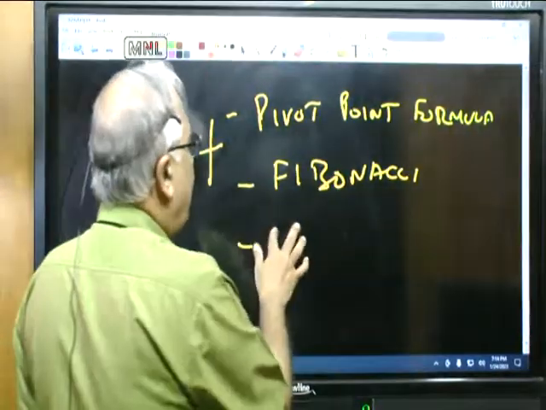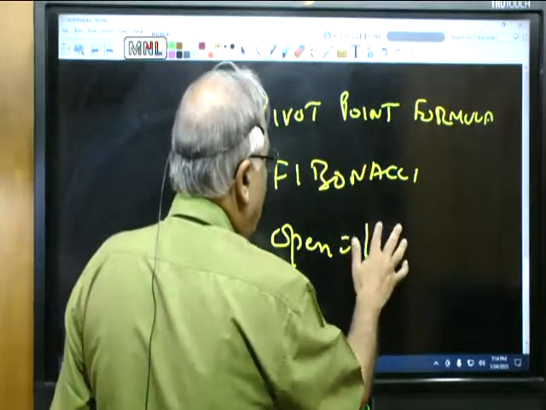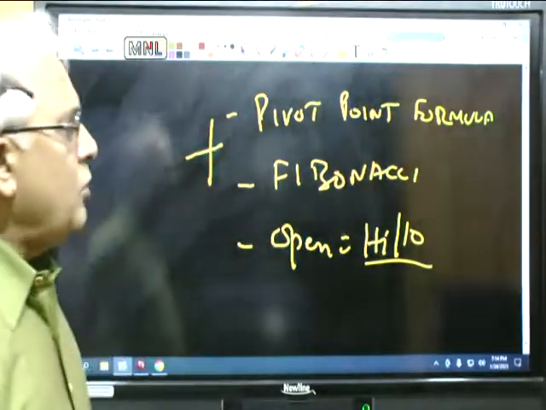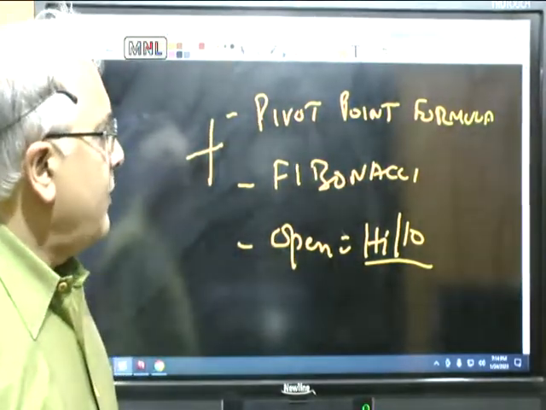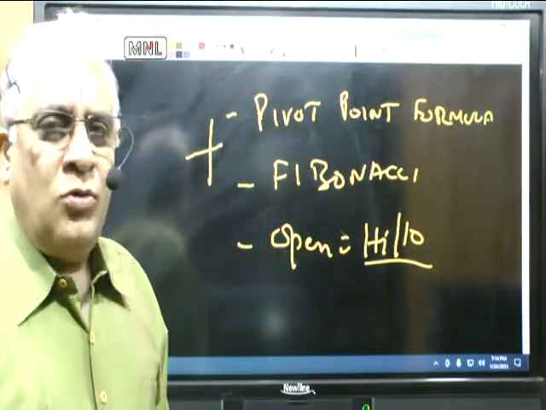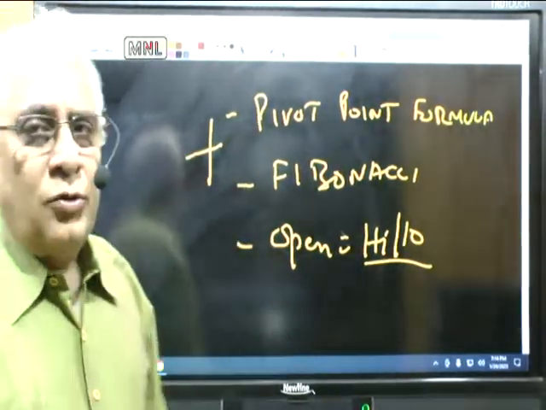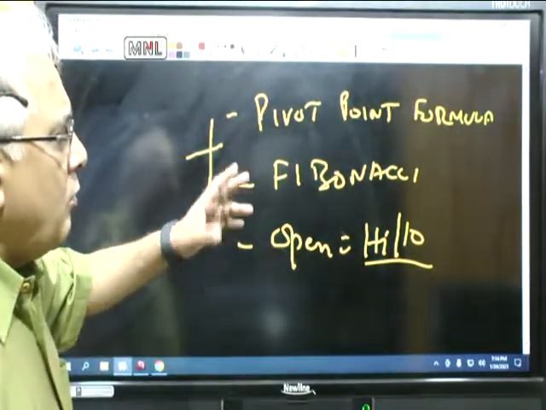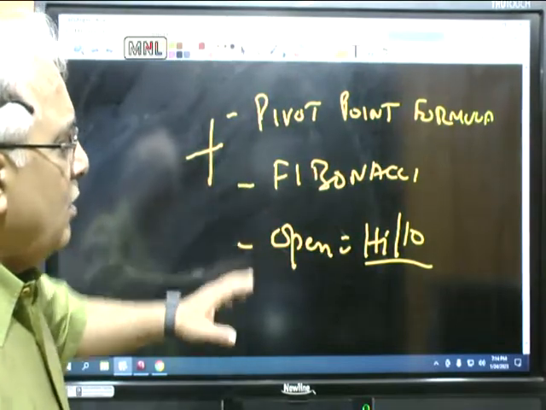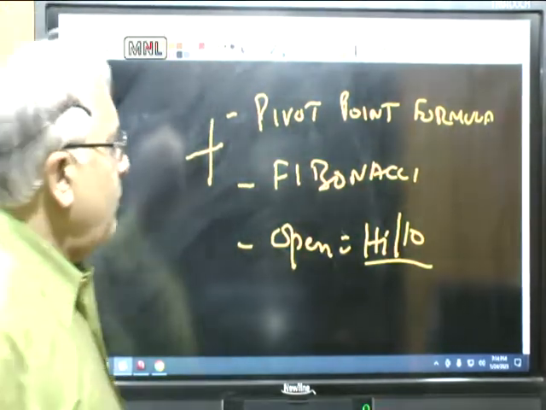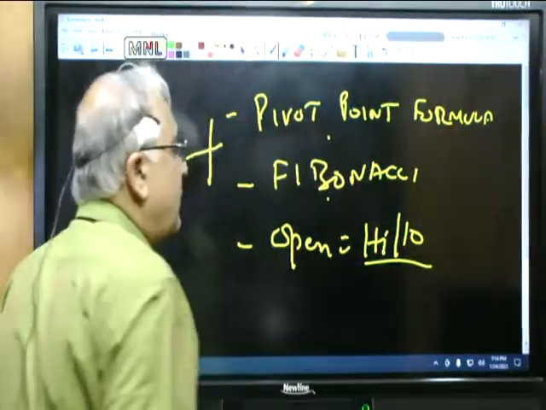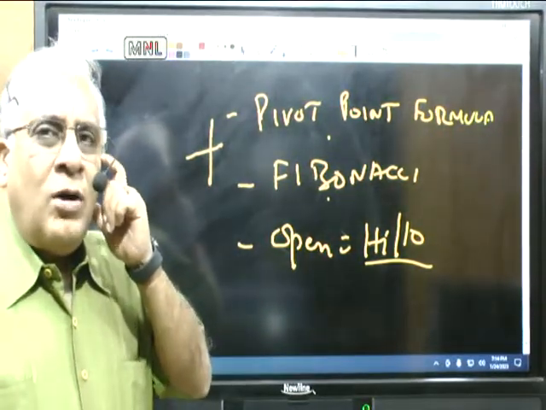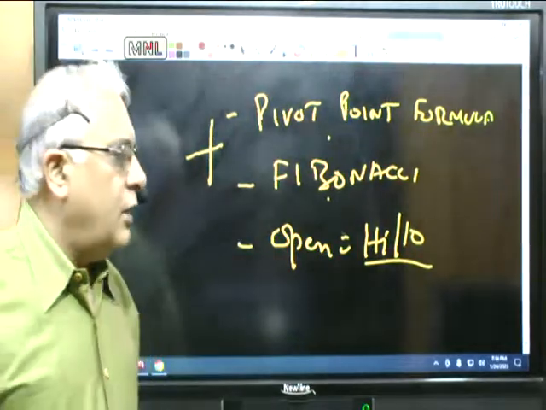Then some patterns like open equals high or low. These are easier techniques that you can use: the pivot point formula, the Fibonacci, open equals high or low. So we will see how we gel the pivot point formula, Fibonacci, and open equals high or low. First we will take these two, the pivot point formula and the Fibonacci, to decide the type of trading, and then we will also look at what we can do tomorrow using this type of system.